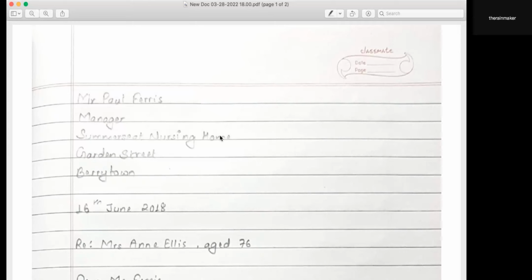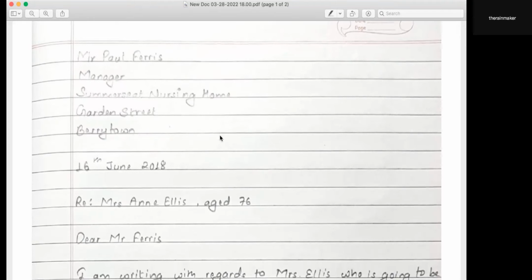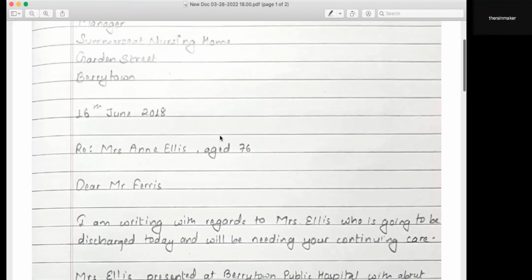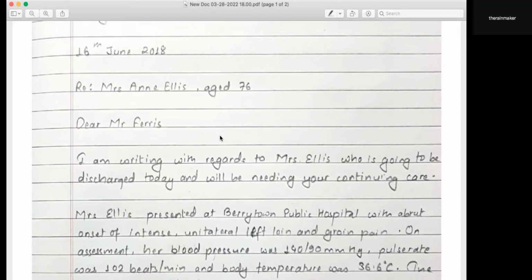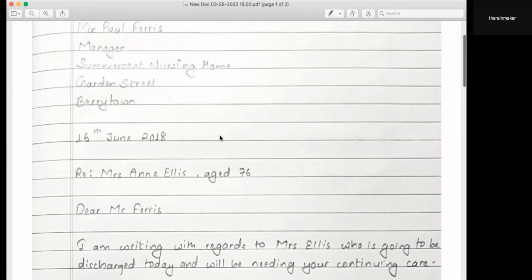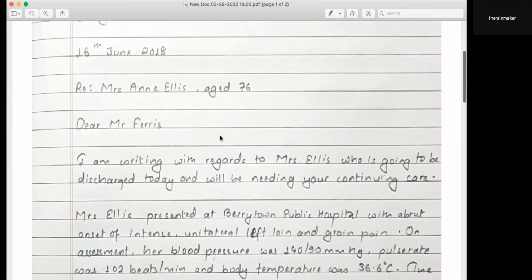So, Mr. Paul Ferris. I have no complaints with the format of the reader. Date format is correct. Everything is fine. Dear Mr. Ferris, correct. I'm writing with regards to Mrs. Ellis, who is going to be discharged today and will be needing your continuing care. Not continued care, continuous care. The better way is to write about the update.